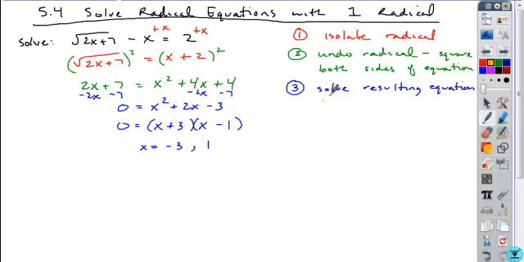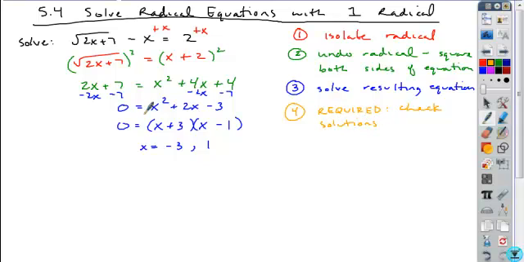Now here's where it's very important. It's not always required to do this step, but in all the cases of what I'm talking about today, it's going to be required that you check your solutions.